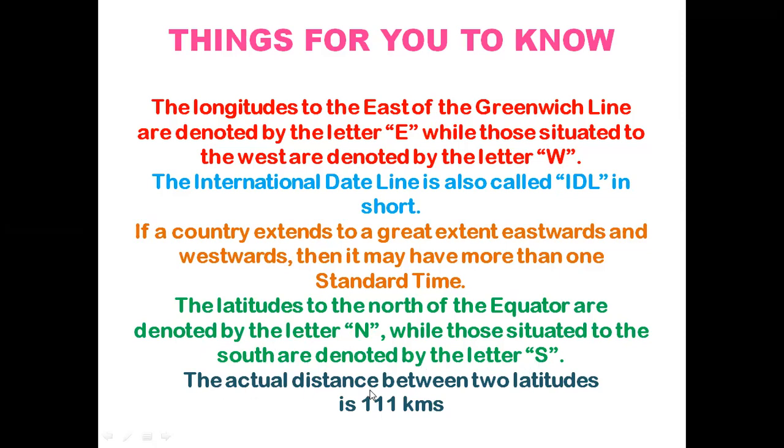The actual distance between two latitudes is 111 kilometers. So this is a lesson about location and time, wherein the latitudes and longitudes play a major role. These imaginary lines play a very major role for us to find out the location and the time on the earth.